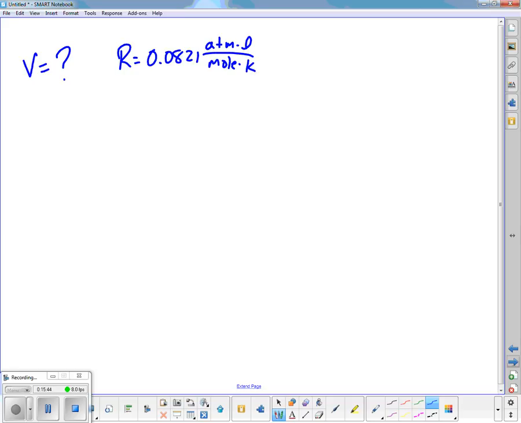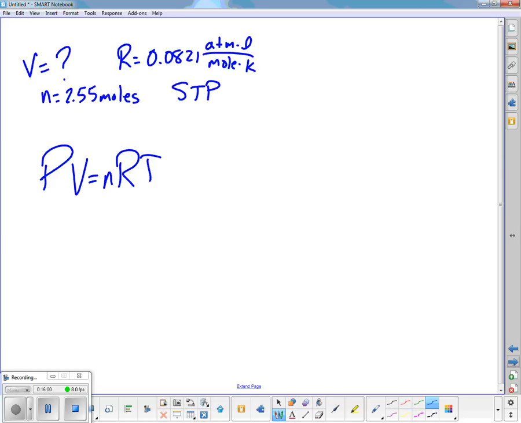When she does that, you know what law you are using? PV equals nRT. Good. Okay, so it's giving me moles. N is 2.55 moles. And then it said at STP. So what's temperature? Okay, that's standard temperature for gases. Pressure. And we are solving for V, so rearranging the equation here.